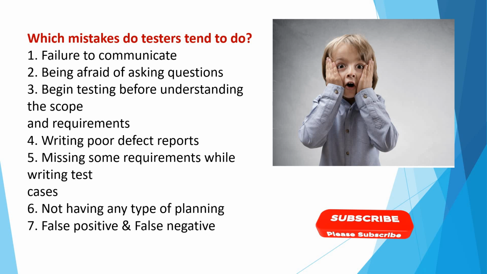Beginning testing before understanding the scope of the requirement. We start testing because every sprint finishes and there is a lot of work that has to be completed in a particular day in the schedule, and we tend to rush, right? Writing poor defect reports, missing some requirements while writing the test cases, not having any type of planning, false positives and false negatives. We do such things because there is a lack of interaction between POs and the stakeholders, and nobody contributes.